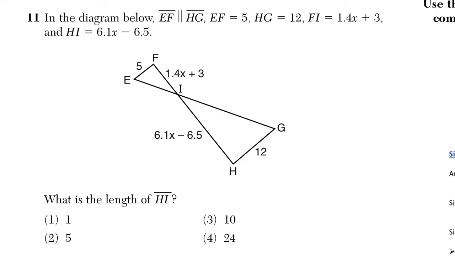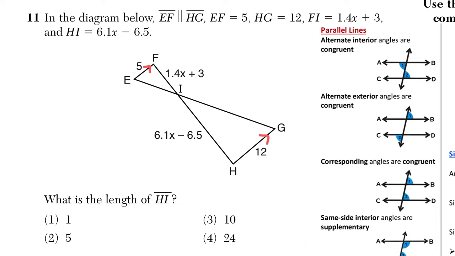Question number 11. In the diagram below, we've got EF is parallel to HG, and then we've got all these other dimensions indicated on the diagram. And before I do anything else, I'm going to indicate that this segment is parallel to this segment. Amazing. And our objective is to determine the length of HI. So this is just what we're looking for right here. And in order to solve for this length, we're going to need to figure out what the value of x is.